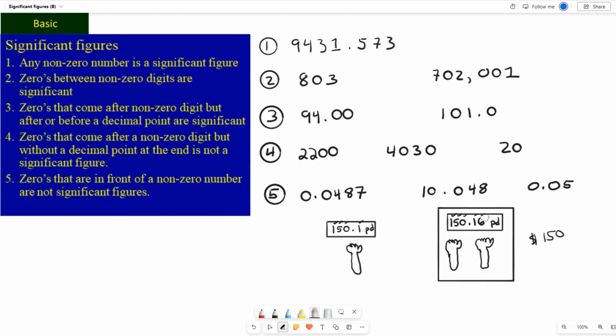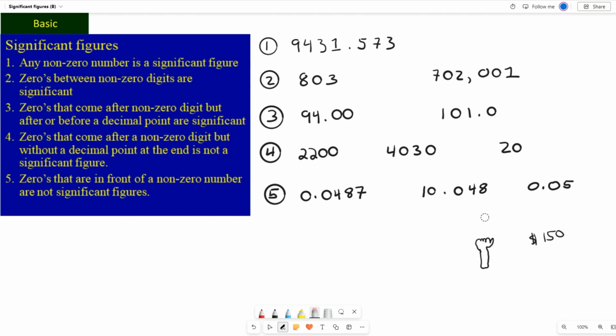Well, let's talk about if we see certain numbers, how can you tell how many significant figures are in numbers that we have written down? And there's 5 basic rules that you follow to determine whether a number or a digit that you see is considered to be significant or not significant. The first rule is an easy one. It says any non-zero number is a significant figure.